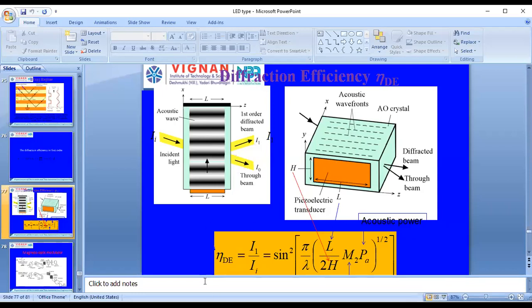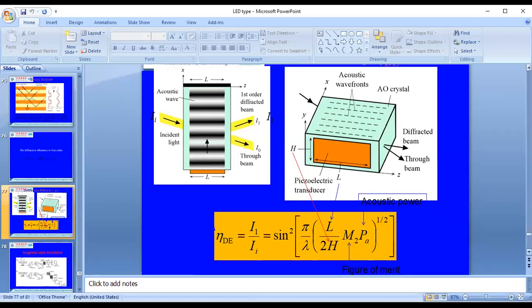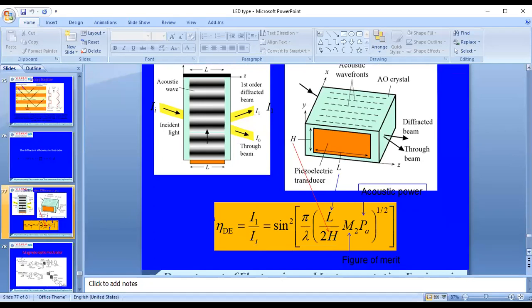So the total diffraction efficiency mu d is equal to I1 by I, which equals sine squared of pi by lambda into the square root of L by 2H into M2 into PA, where M2 is a figure of merit, right? H is the total height of the piezoelectric transducer or crystal, PA is the acoustic power, and L is the total length of the electrode or crystal itself. Okay, those are the parameters we consider in an acousto-optic modulator.